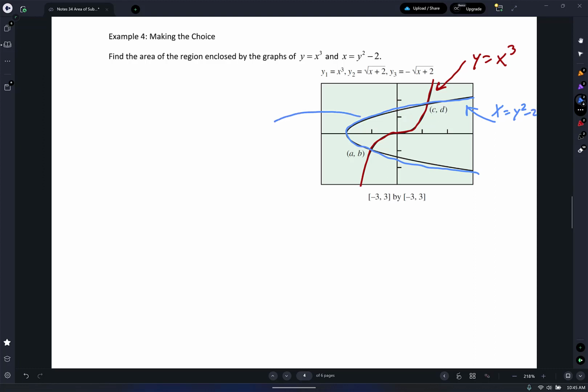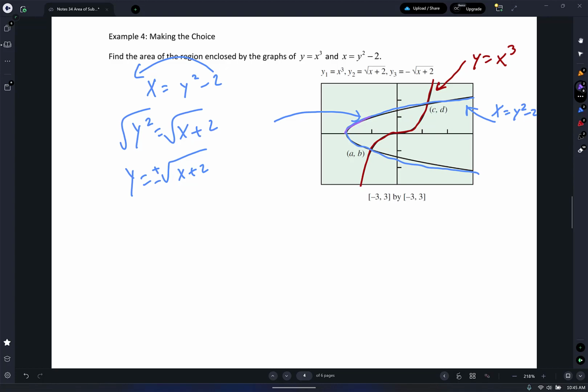If you want to graph this in the calculator, the top half would have been, let's see, x equals y squared minus 2, move the 2. Y squared equals x plus 2, take a square root. Y equals plus or minus the square root of x plus 2. The top half, let me write it in purple here, is y equals the square root of x plus 2. The bottom half, this one down here, is y equals the negative square root of x plus 2.